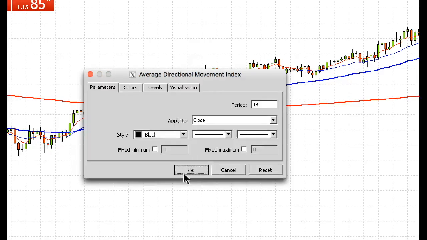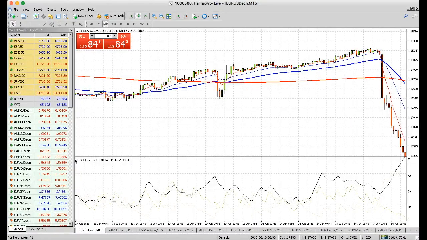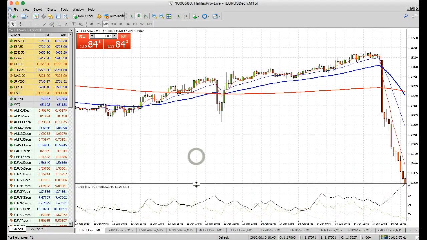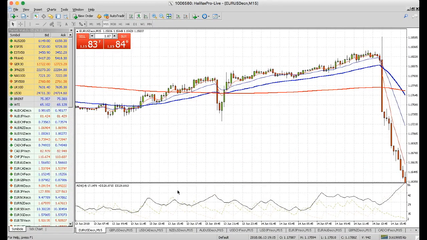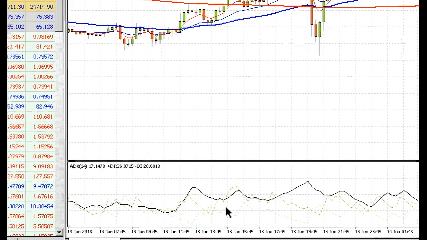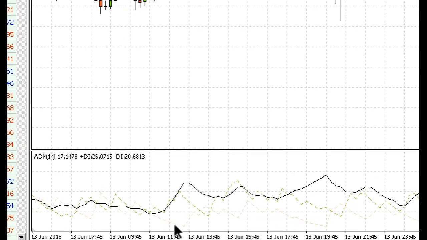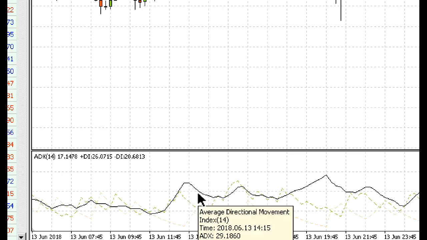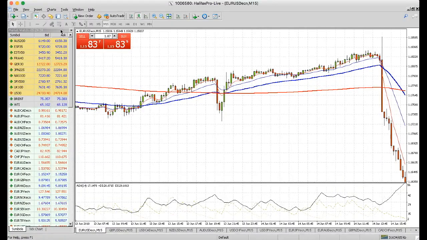Okay, and click OK, and there we go. So this is your ADX indicator. Now I'm not going to go into the mathematics of it, right? That's not important. All you've got to do is look at this black line. I know you can see actually three lines: there's a brown line, a green line, and a black line. I'm only interested in the black line, which is the ADX, the average directional movement index. Okay, and simply all I want to do is this.